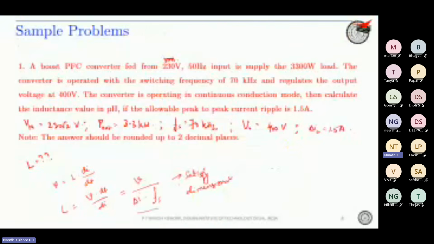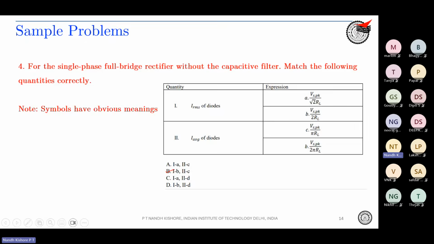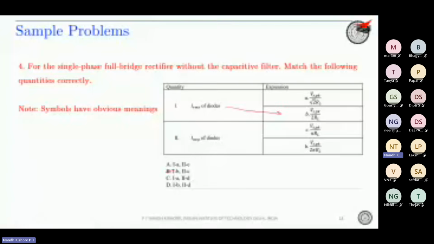Anyway, I will upload the derivation in the answers. But for people who already know the formula, the option is B. That is, IRMS of diode is Vs peak by 2RL, and the I average of diode is Vs peak by pi RL. Okay, option B. All right, so this is for the single phase full bridge rectifier.